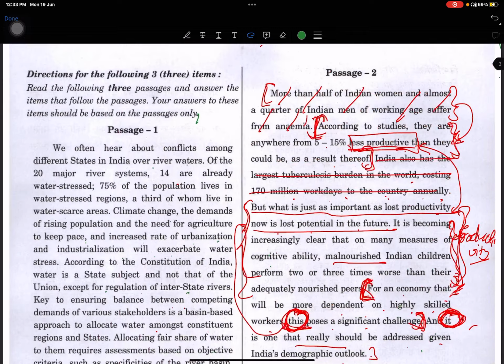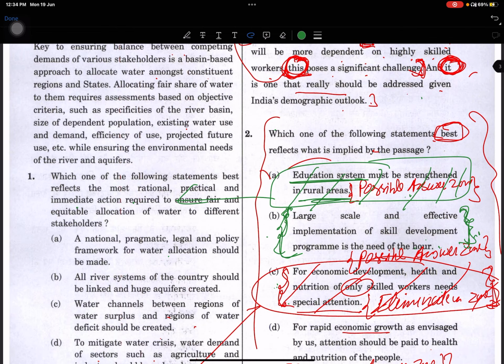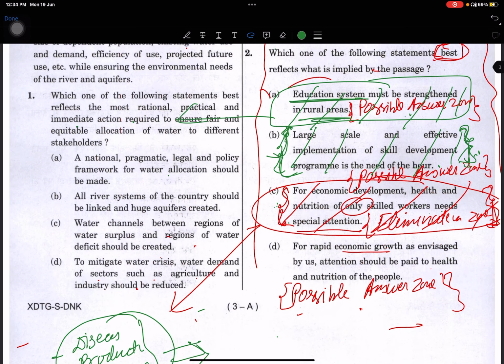And if you are not satisfied with my explanation, you can again read the passage and again see this option. You can do this in the starting, so that you will get confidence in future passages. So this option is also eliminated. Now coming to the option D. For rapid economic growth as envisaged by us, attention should be paid to health and nutrition of the people.